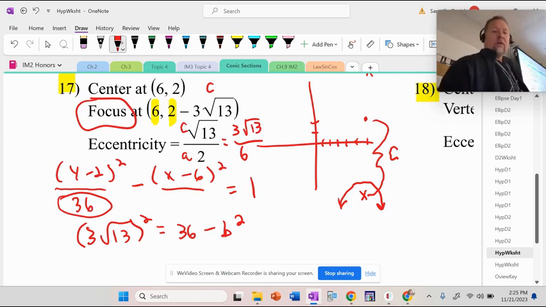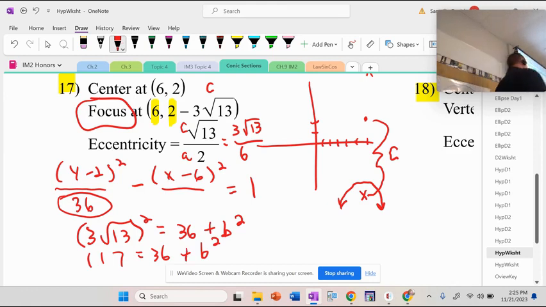117 equals 36 minus b squared. Wrong. What did I do wrong? It should be plus. I screwed up. I knew something was wrong because I'm going to get a negative b squared, which can't happen.